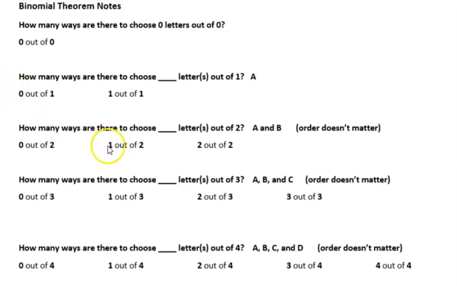So let's say I'm drawing one letter out, and there's two different letters in the bag, so I have two possible outcomes. I could draw out an A, or I could draw out a B. Two different outcomes. Now, if I put my hand in the bag and draw two letters out, there's only one possible outcome. I'm going to get an A and a B together. So there's one outcome.